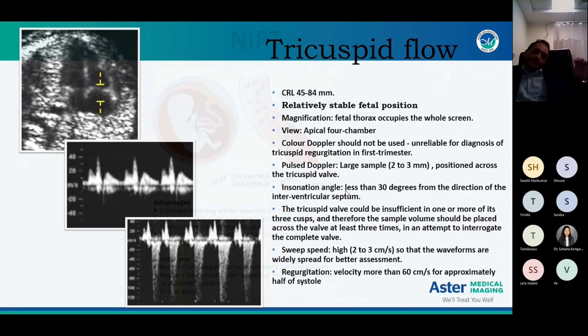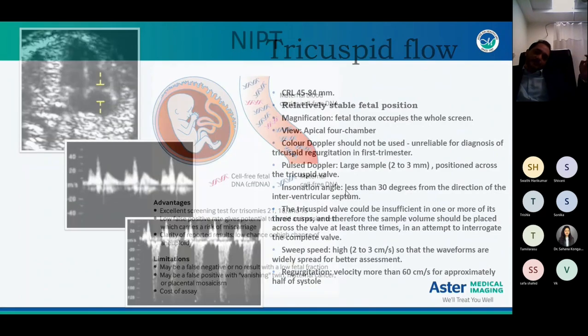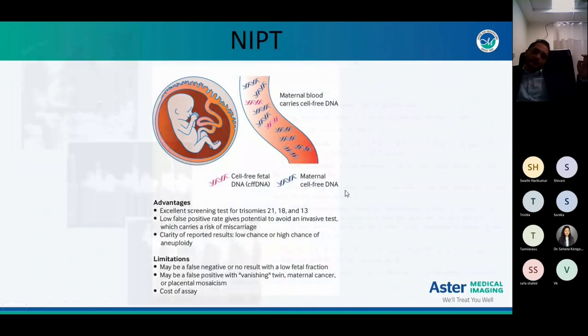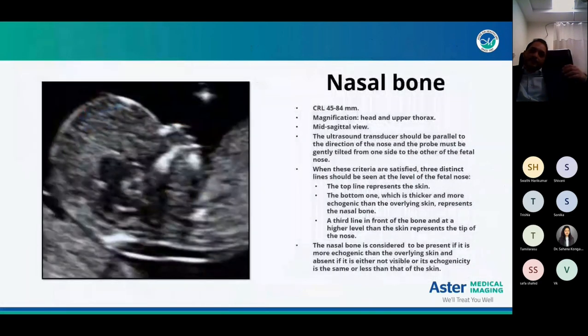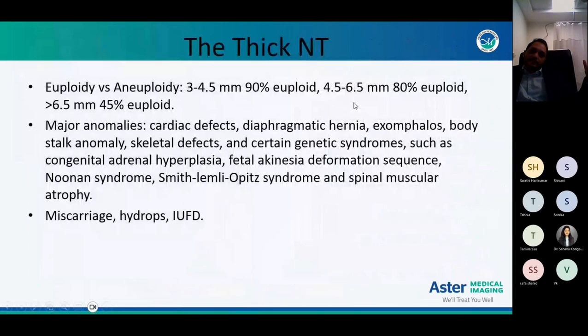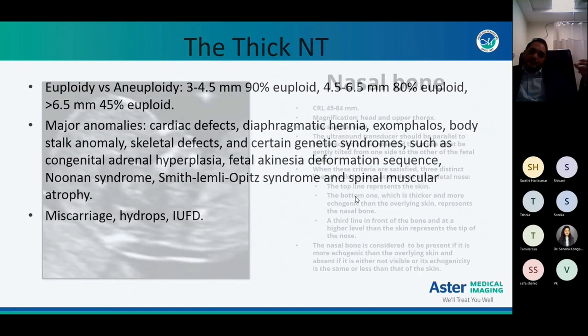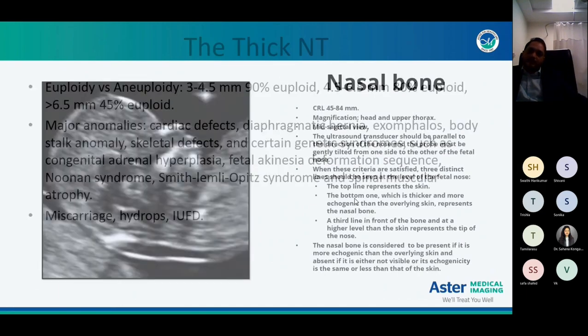Now, whichever markers you have got positive, the tricuspid regurgitation or the ductus venosus flow or the nasal bone, you can add all those things in your software along with the NT, and also just feed in the PAPP-A, beta HCG values, and the maternal age. Then the software has its own algorithm which will calculate and give you the risk of the baby.